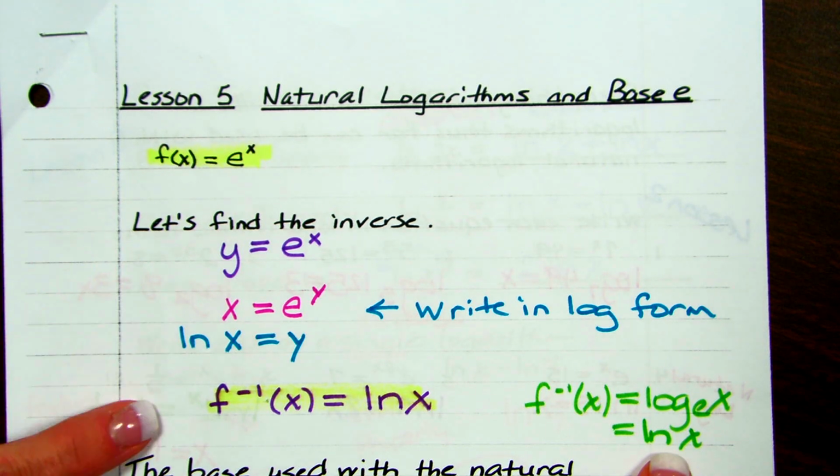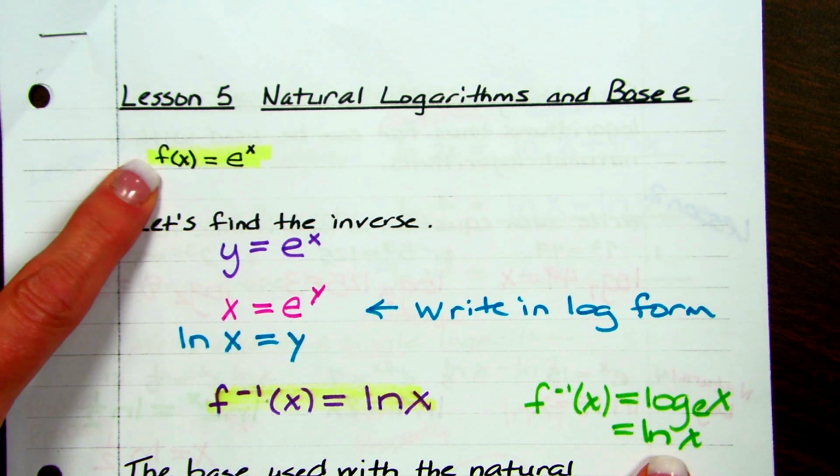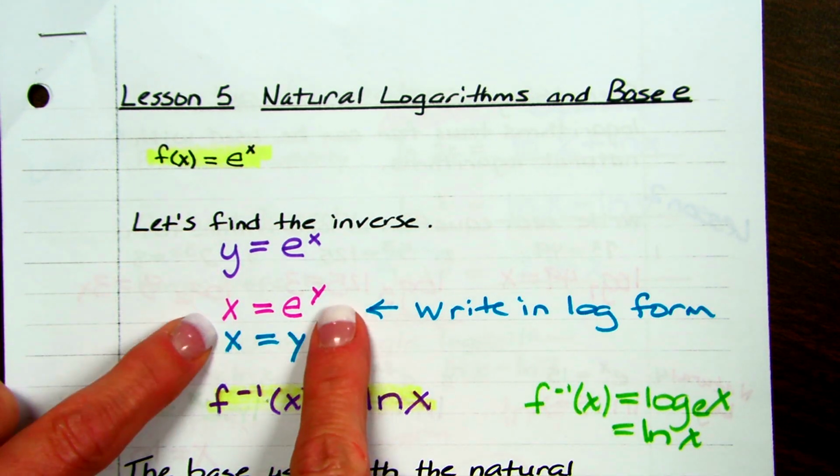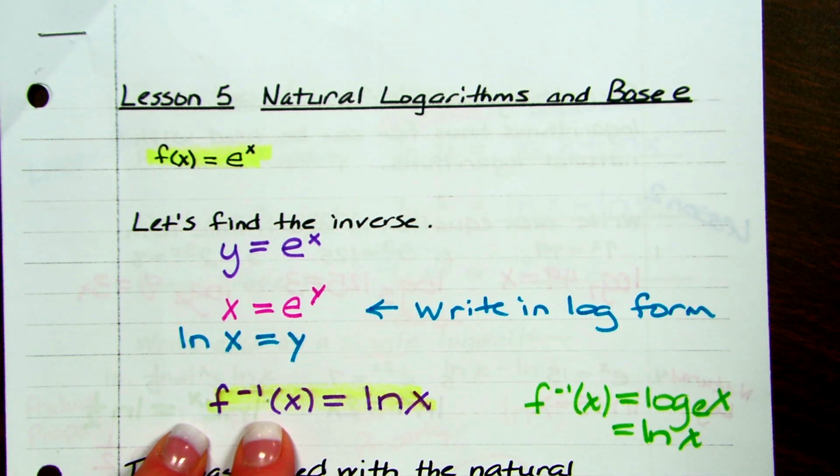So this is where I found the inverse. Just like we found the inverse in the previous lessons, you change f of x to y, switch x and y, and then write it in log form, and then go back and put in your f inverse notation.